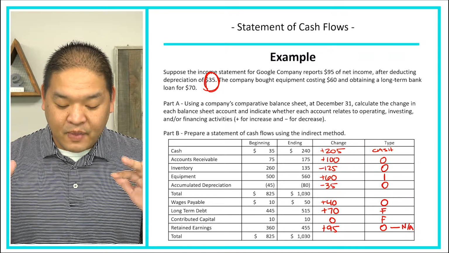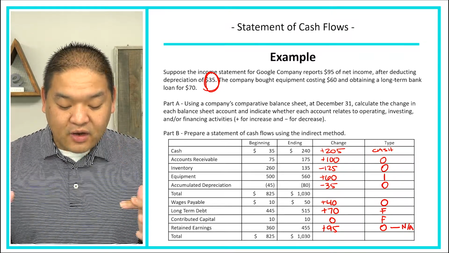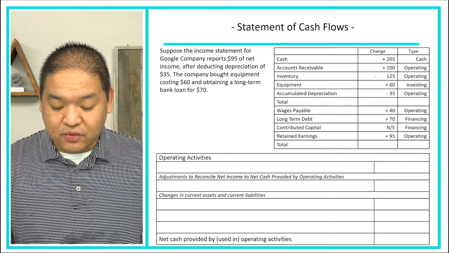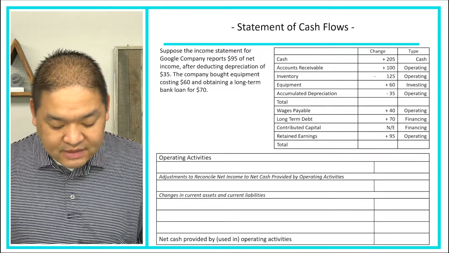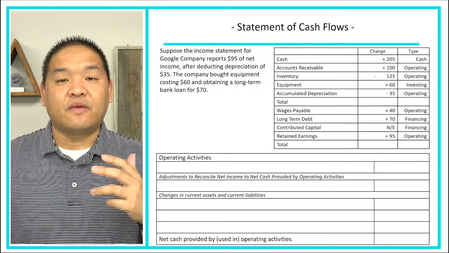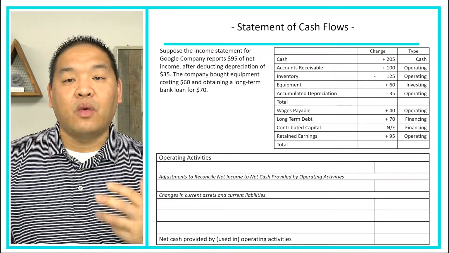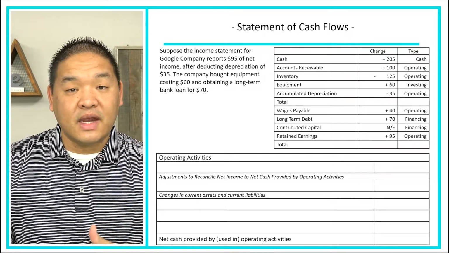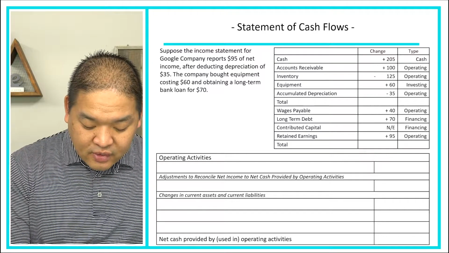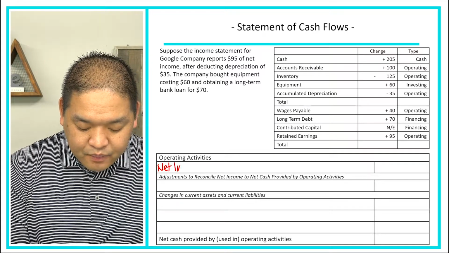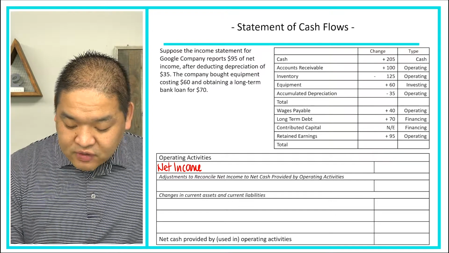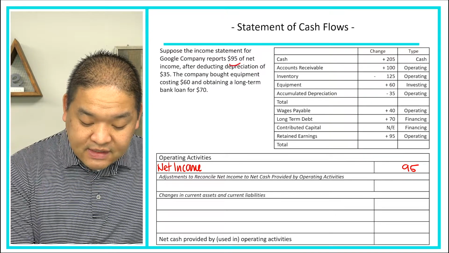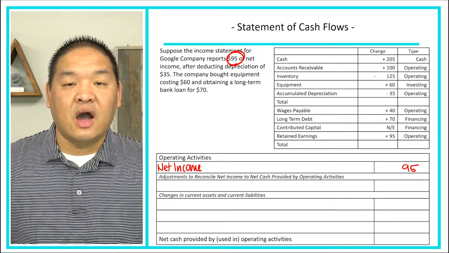So let's look at part B, preparing the statement of cash flow. So this is what we have here. Now we're going to start with the statement of cash flows. And if you remember from the operating activities section, we said we always start with net income. So we're going to start with net income up at the very top. So net income in the amount of $95. We know it's 95 because it says right here $95.